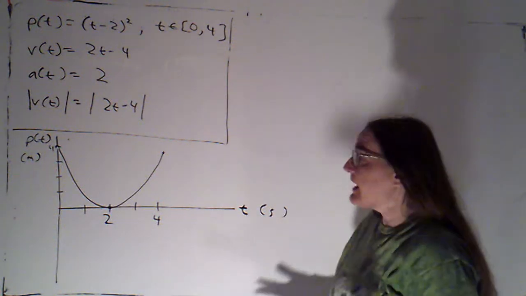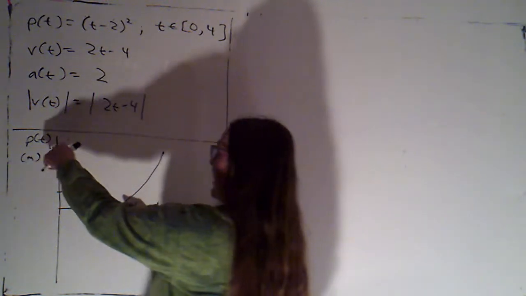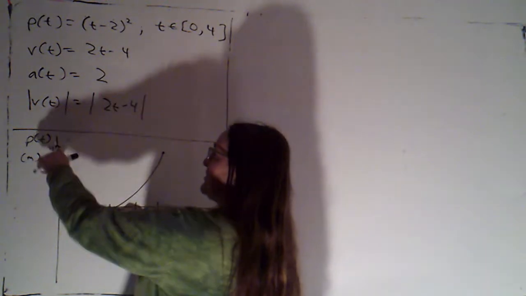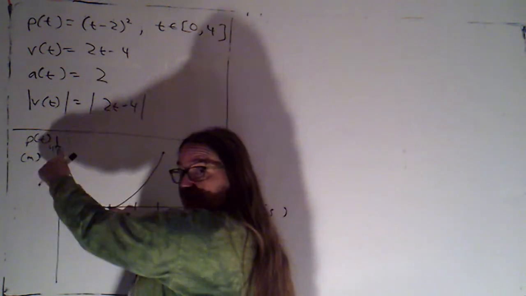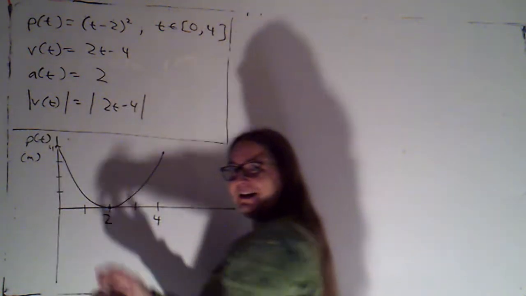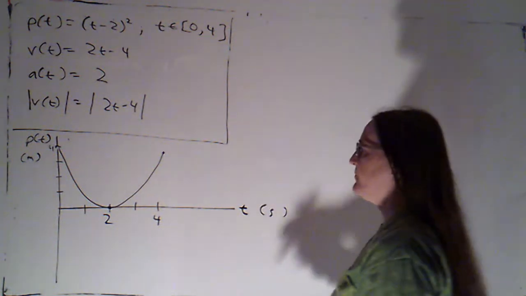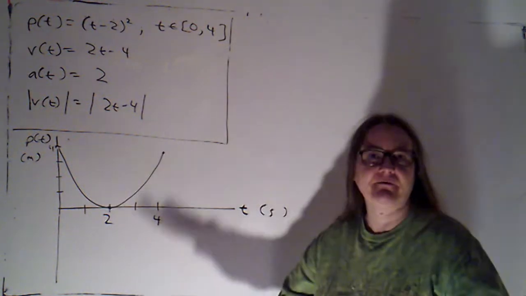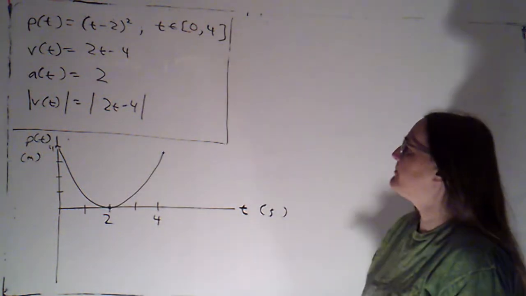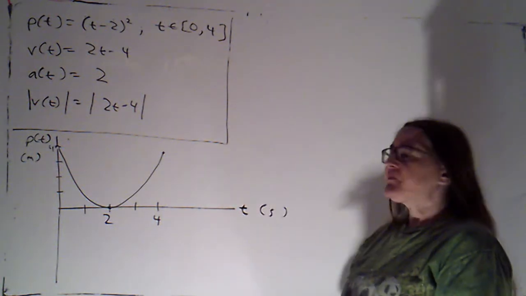Okay, and I can even calculate my distance using this graph, because I can say over that first 2 seconds, we went from a position of 4 to a position of 0. Position is what I'm putting on the vertical axis. So we traveled 4 meters. We just went in the negative direction. And then we went from a position of 0 to a position of 4, so we traveled another 4 meters. Okay, this is the standard way that we graph these things.